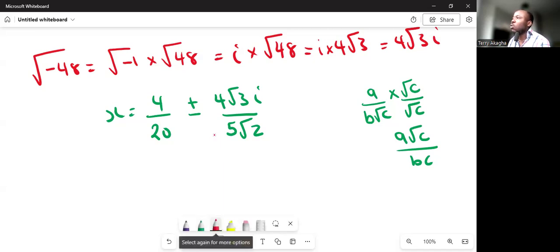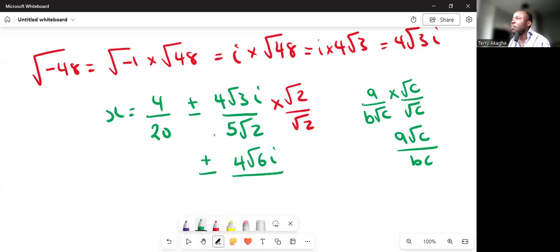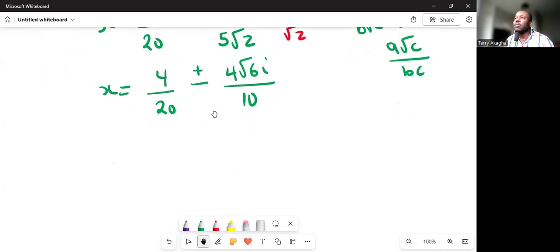So to get rid of this root 2, I'm going to multiply both sides by what? Root 2 over 2. That will give me plus or minus 4 root 6i divided by 10, because root 2 times root 2 will give you 2, and 2 times 5 will give you 10. And that will give you 4 over 20 is equal to x. Okay? So then we can now simplify this.